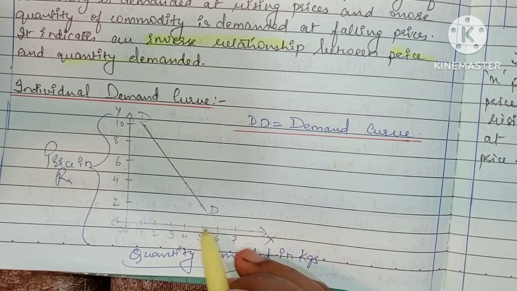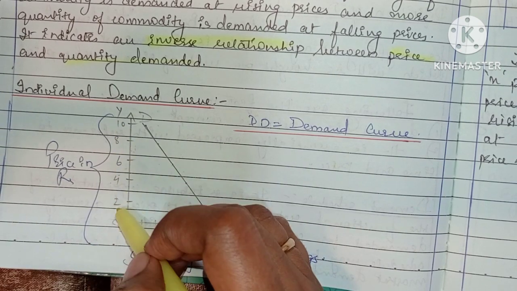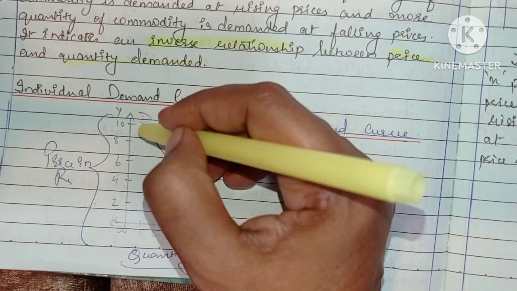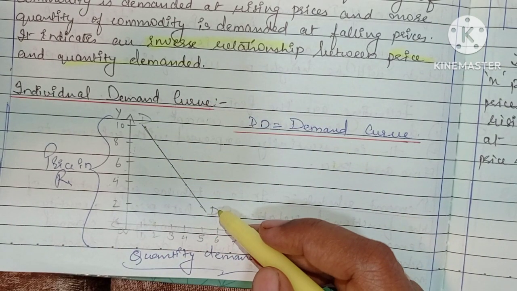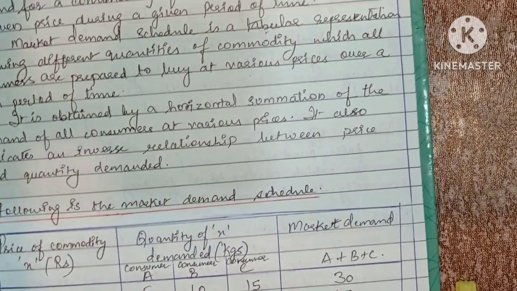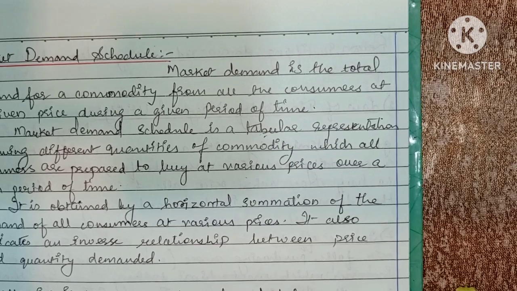Okay, and price is from 2 to 10. So I have drawn it over here. Okay, and when you plot the points, you get the demand curve as a slanting slope. Okay, so this is how the demand curve looks like. Okay, so now let's move to the market demand schedule.